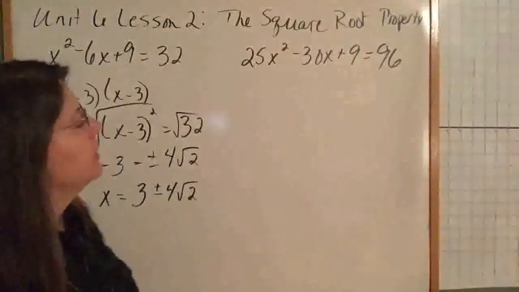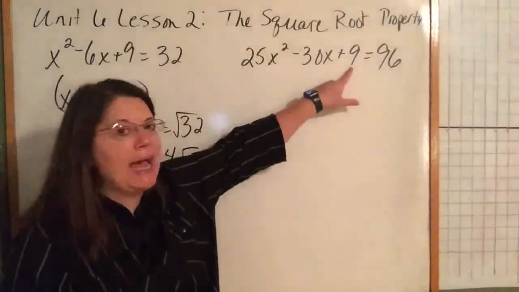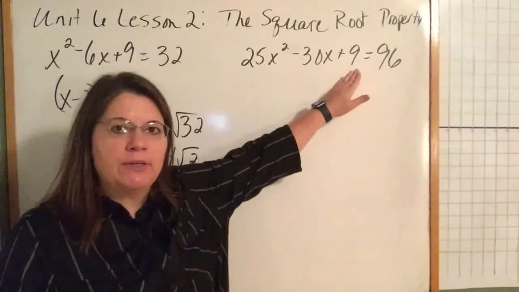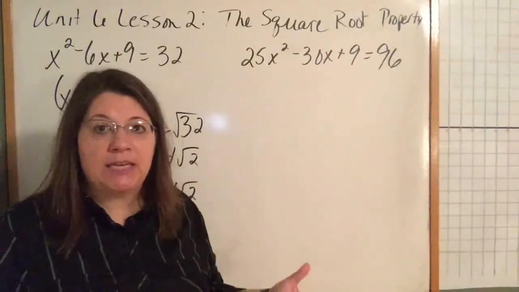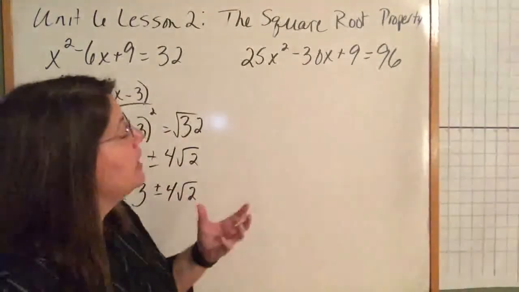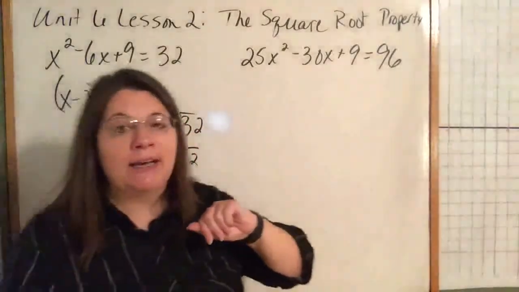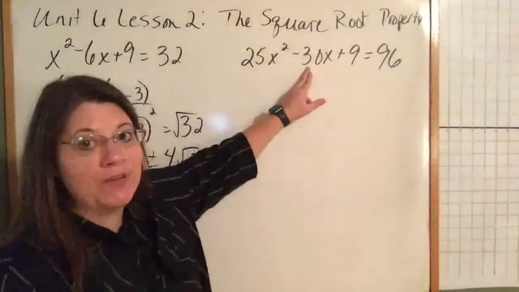And this one is a little bit different. I have a 25 here and I have a 9 here. 25 times 9 is 225. 225 is a perfect square. 15 times 15 is 225. So we know that 25 times 9 is 225. What factors of 225 add to give you 30? Well, that's 15 and 15.